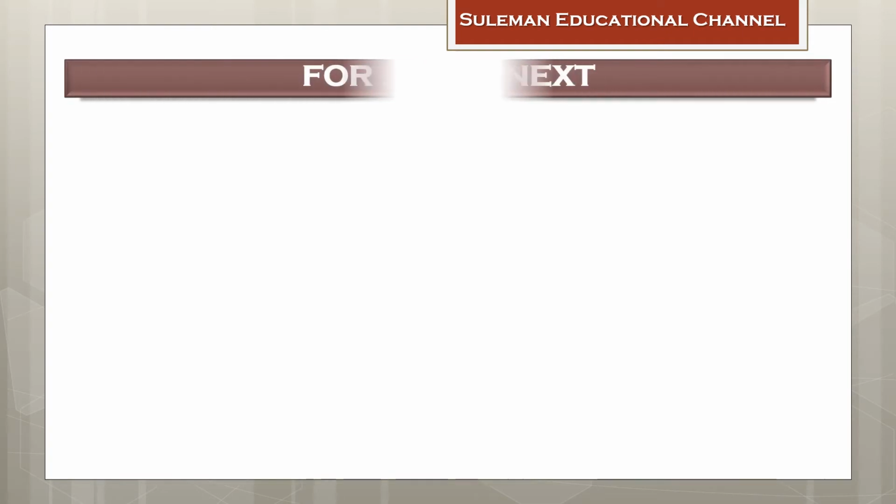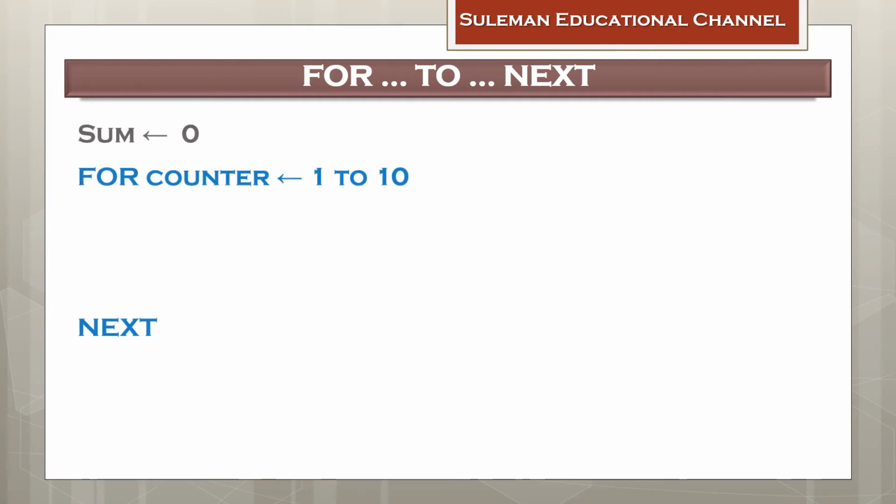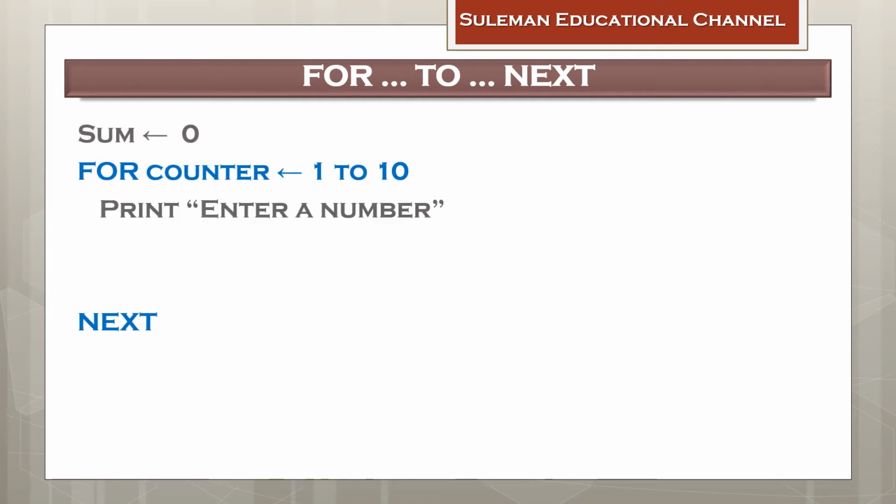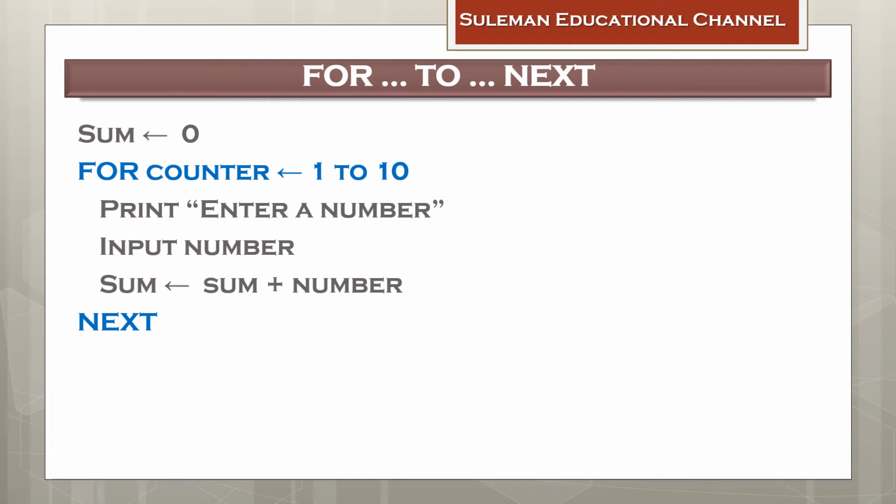Now let us discuss another example of for to next. Sum assignment operator 0, for counter assignment operator 1 to 10, print enter a number, input number, sum assignment operator sum plus number, next. In this example, we are finding the sum of 10 numbers which are taken as input.